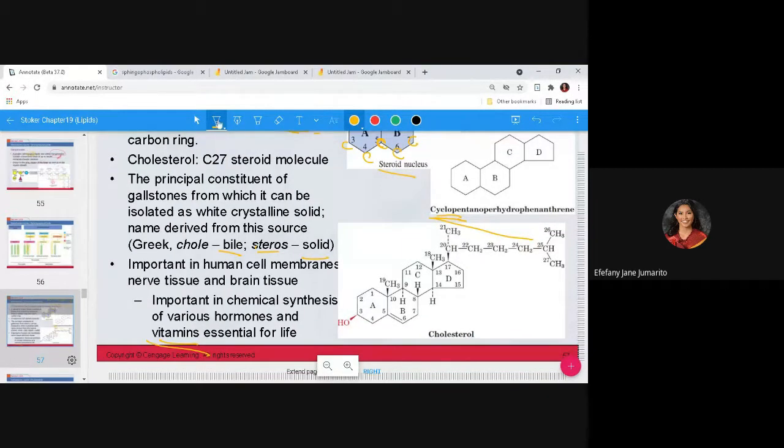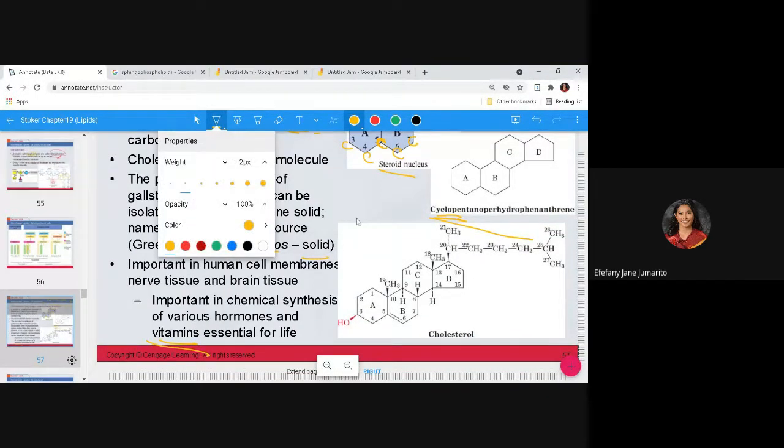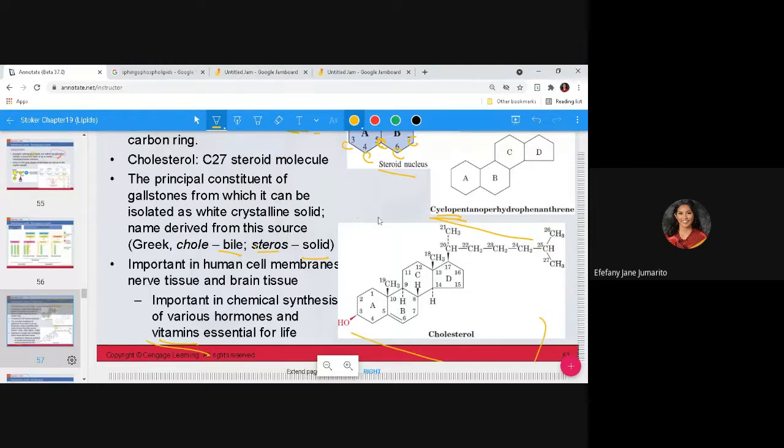So this is your cholesterol. This whole thing here is your cholesterol. Now, it's a steroid, agree? Yes, ma'am. This one is your steroid. Now, what happened to the steroid? You just add an OH in carbon 3.